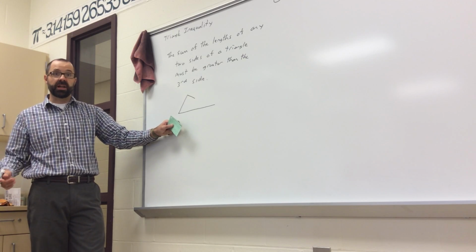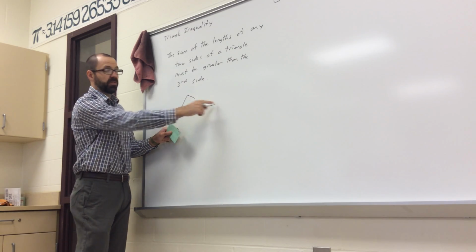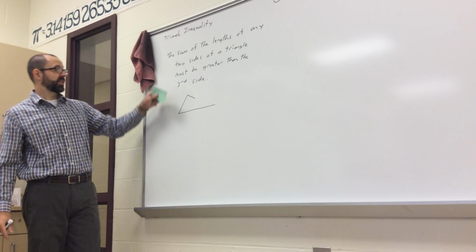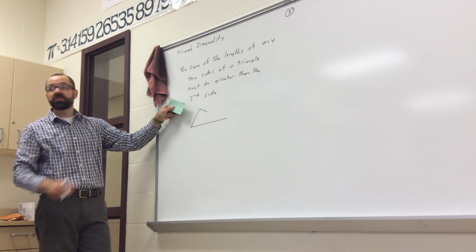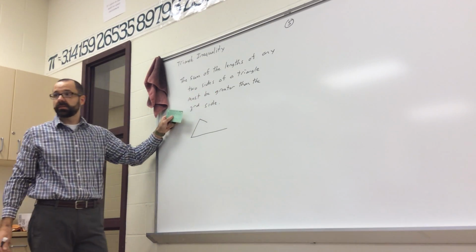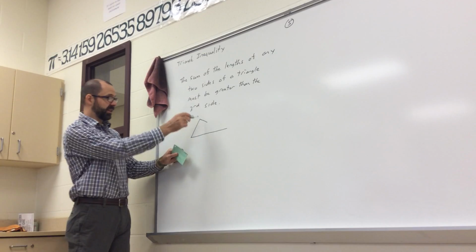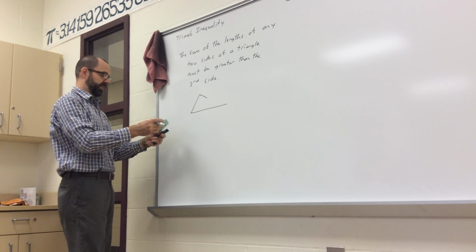Okay, so in order to make a triangle, these two sides added up has to be bigger than the third side. So that's what this says. The sum, so added up, of the lengths of any two sides of a triangle must be bigger than the third side. And the reason why is if it wasn't big enough, it wouldn't reach to make a triangle. Okay, I'll show you more of that later.